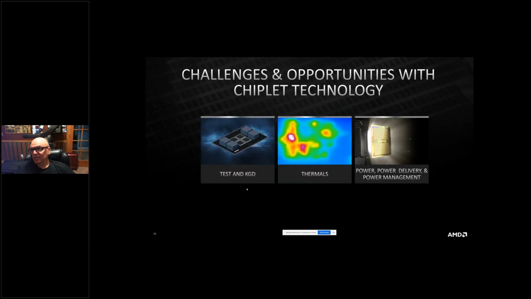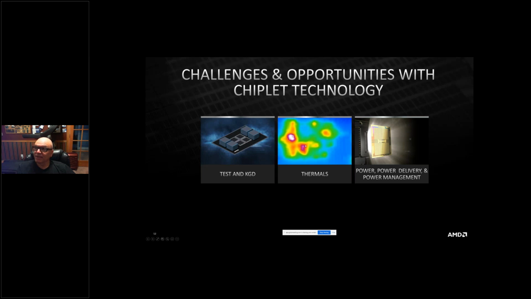But it comes with its own challenges, right? We've seen multiple presentations in this forum about some of those challenges. One of them, of course, is test and known good die. When you have so many chips, you have a module that's incredibly expensive because it has so many chiplets. If any one of them goes bad, the cost of yield becomes very, very expensive. So you have to make sure those dies are very good at the wafer level, and you have very low fallout to assembly when you build a system like this one. So clearly there are a lot of challenges in test and known good die.